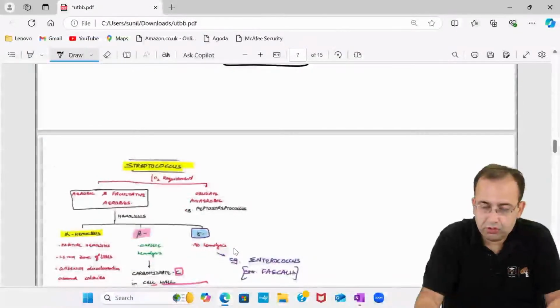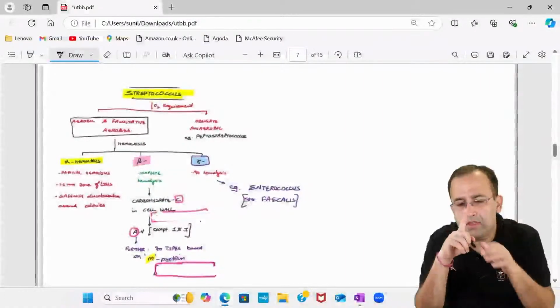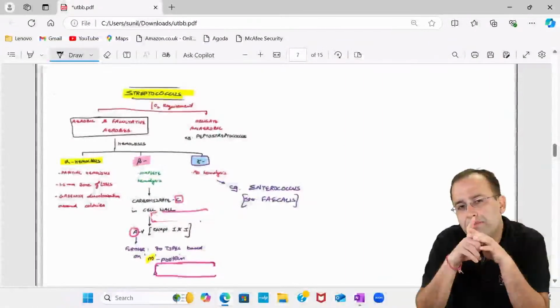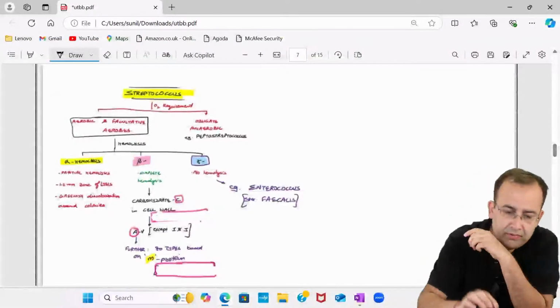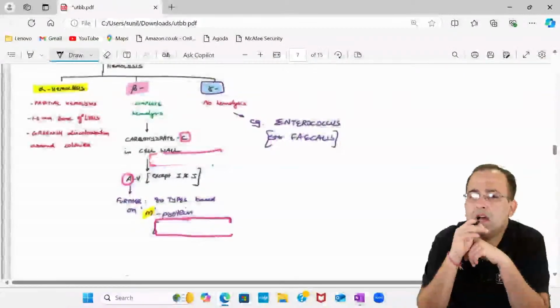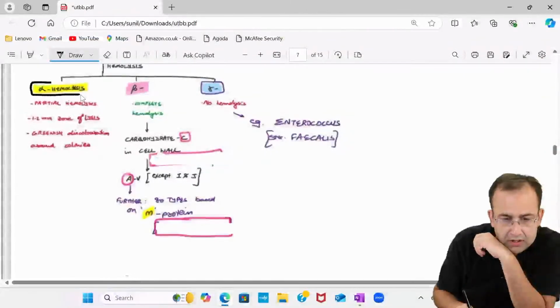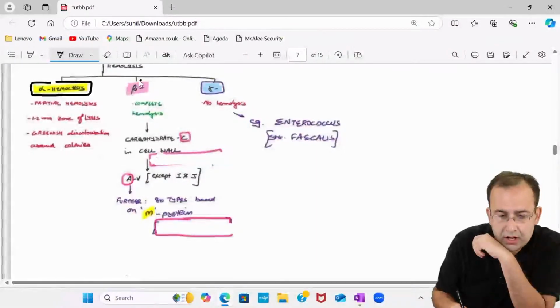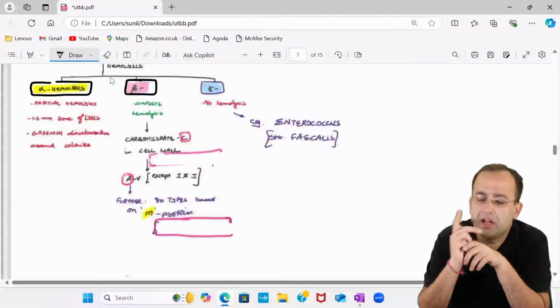Next point. So this was the classification of gram-positive cocci. Next, this starts us with streptococci. We did the first one, that is staph. Catalase positive staph, catalase negative streptococci. Streptococci, on the basis of hemolysis, are divided into three categories: alpha hemolysis, which is partial hemolysis, beta is complete hemolysis, gamma is no hemolysis. Alpha, beta, and gamma hemolysis.